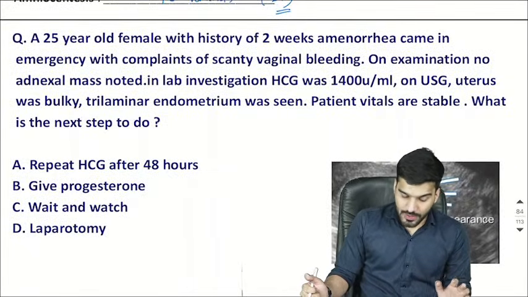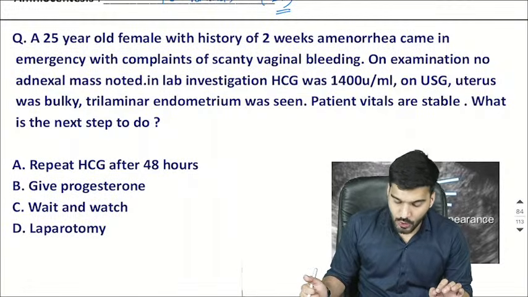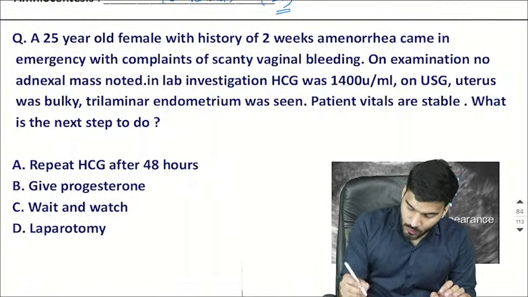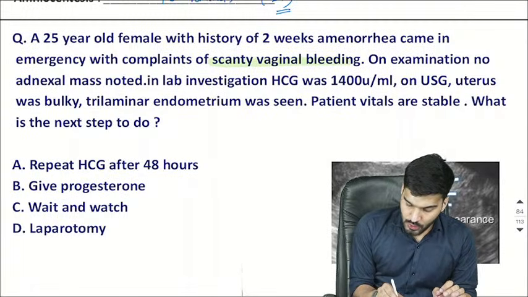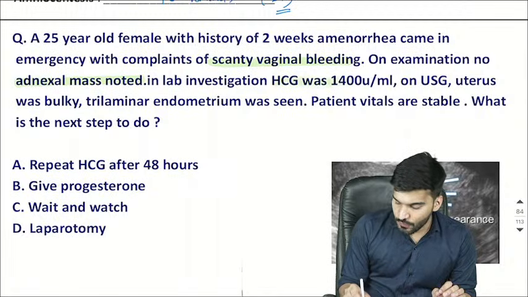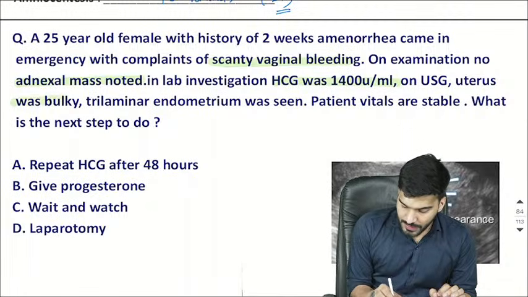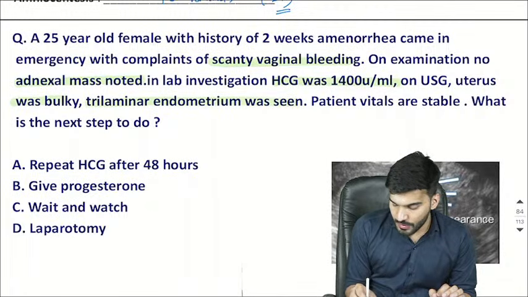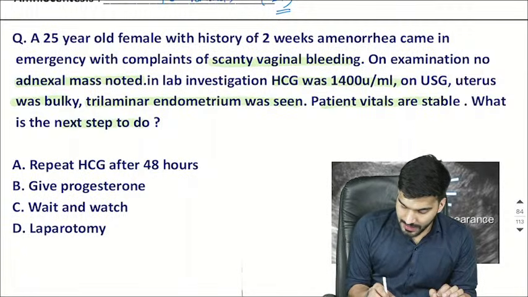Now next question guys. A 25-year-old female with the history of 2 weeks amenorrhea came in an emergency with the complaints of scanty vaginal bleeding. On examination, no adnexal mass was noted. The lab investigation HCG was 1400 units. On USG, uterus was bulky. Trilaminar endometrium was seen. Patient vitals are stable. What is the next step to do?